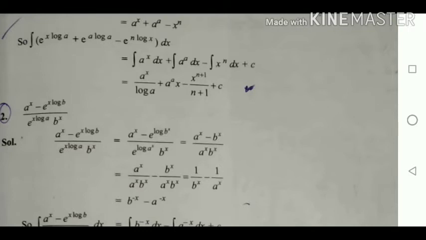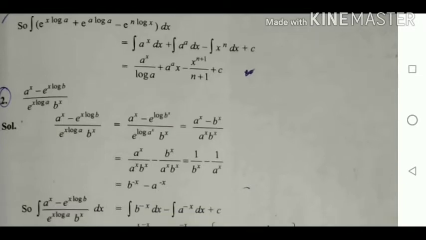The sum is a power x minus e power x log b divided by e power x log a times b power x. In this sum, we apply the same method. So a power x minus e power x log b, that is e power log b power x, then e and log are cancelled, we get a power x minus b power x. Likewise in the denominator, e power x log a times b power x becomes e power log a power x into b power x. Then e and log are cancelled, we get a power x and b power x.